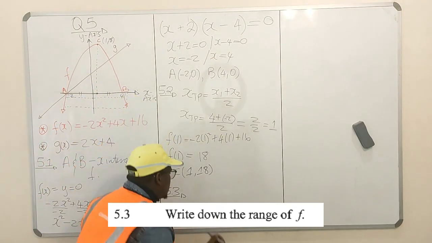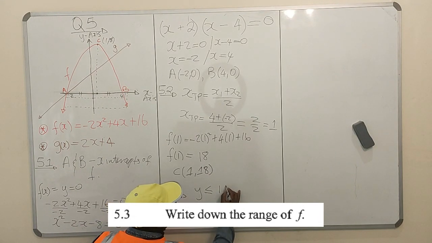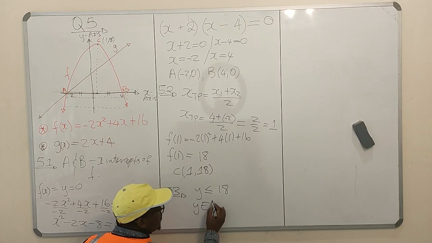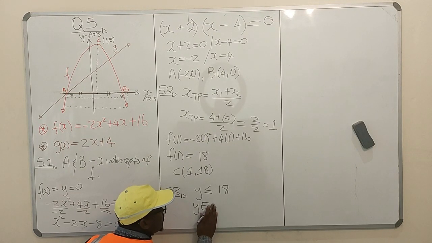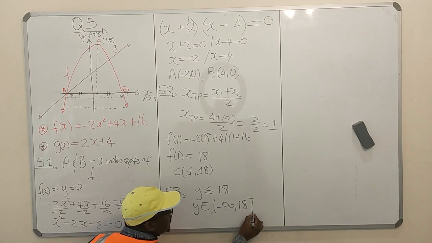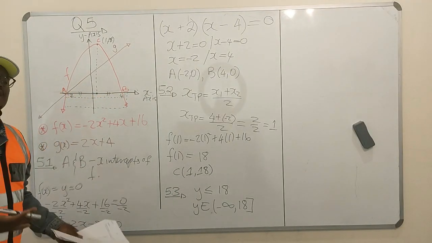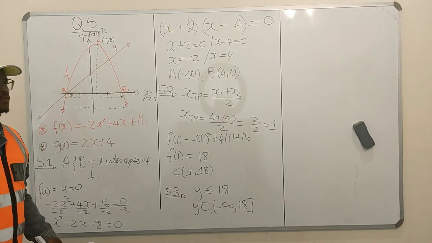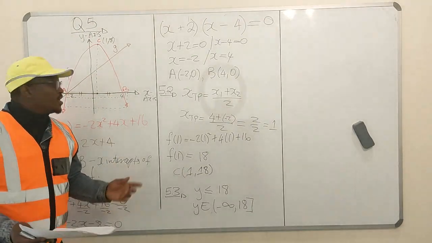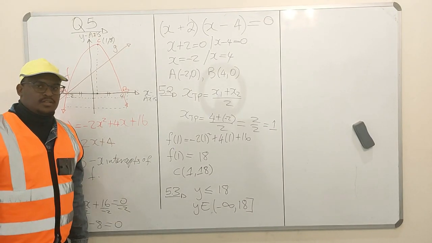So how do we describe all this interval down here? You say y should be less than or equal to 18, or just say y is an element of negative infinity to 18. That is your range. It's a set of y values that have corresponding x values. All the y values below here will always have corresponding x values, as I've demonstrated here. That's how we look for a range.